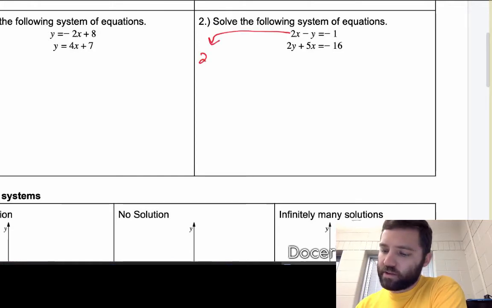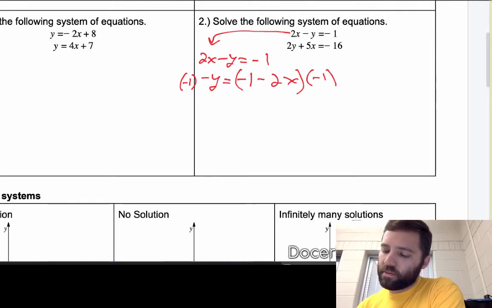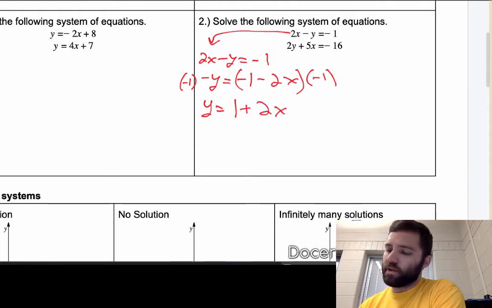We've got 2x minus y equals -1. I'm going to move the 2x over to the right, so negative y equals negative 1 minus 2x. And then I'm going to times both sides by negative 1. Okay, so this will be y equals, so when I distribute the negative 1, I'll get 1 plus 2x. Okay, and so there's our first equation.